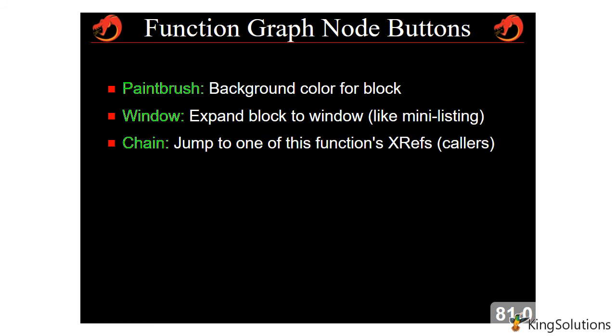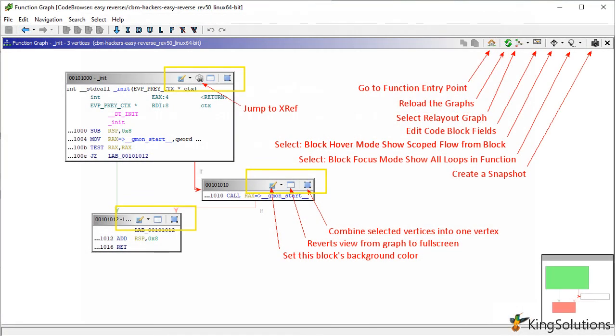Function graph. Node buttons. The node buttons, top right of each block, have the following actions. Clicking the paintbrush icon sets the background color for the block. Clicking the window icon switches the view from window to full screen. Clicking the chain icon will cause a jump to one of this function's xrefs or callers.